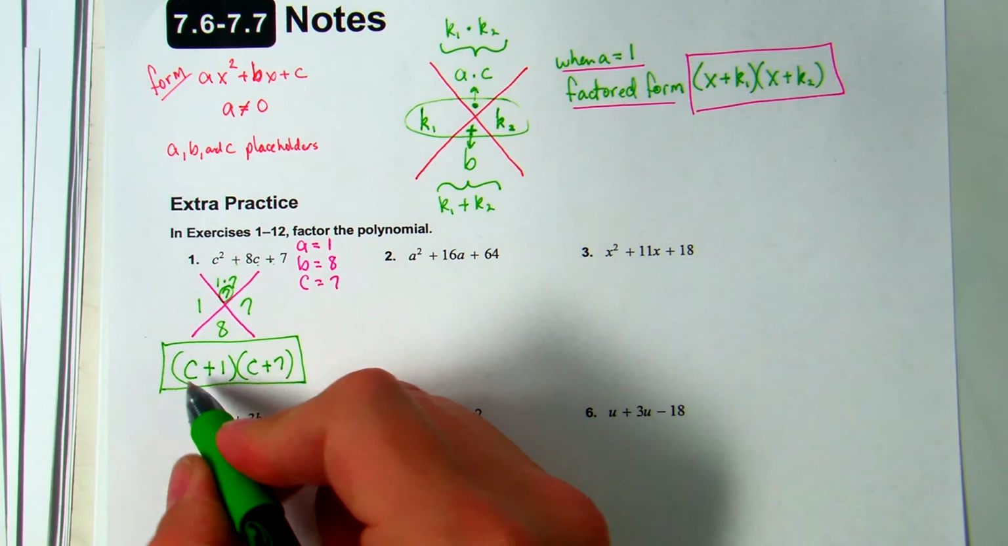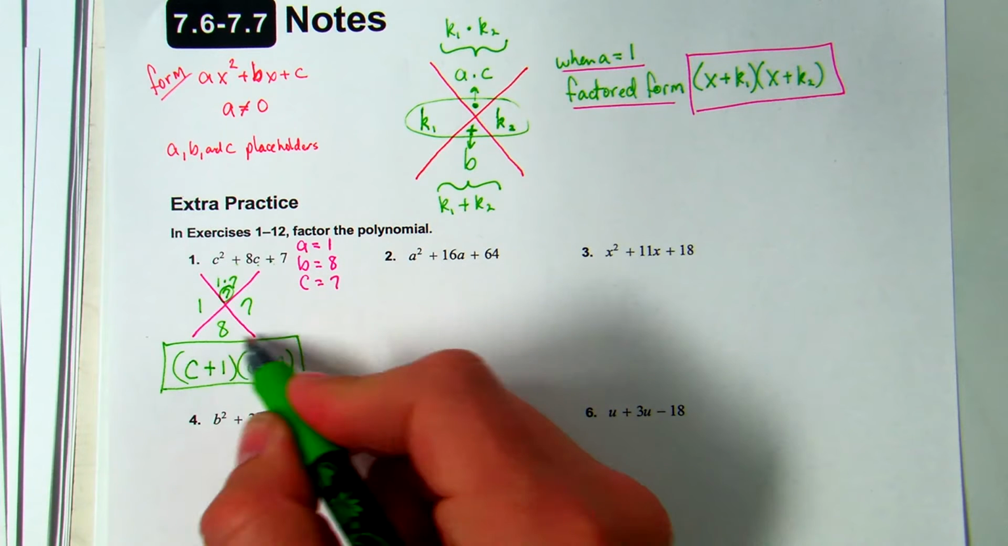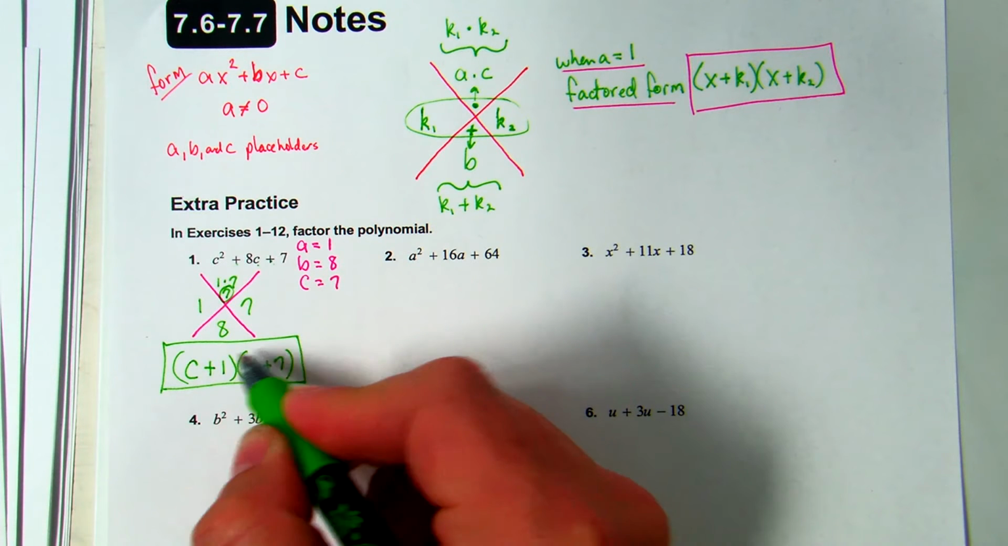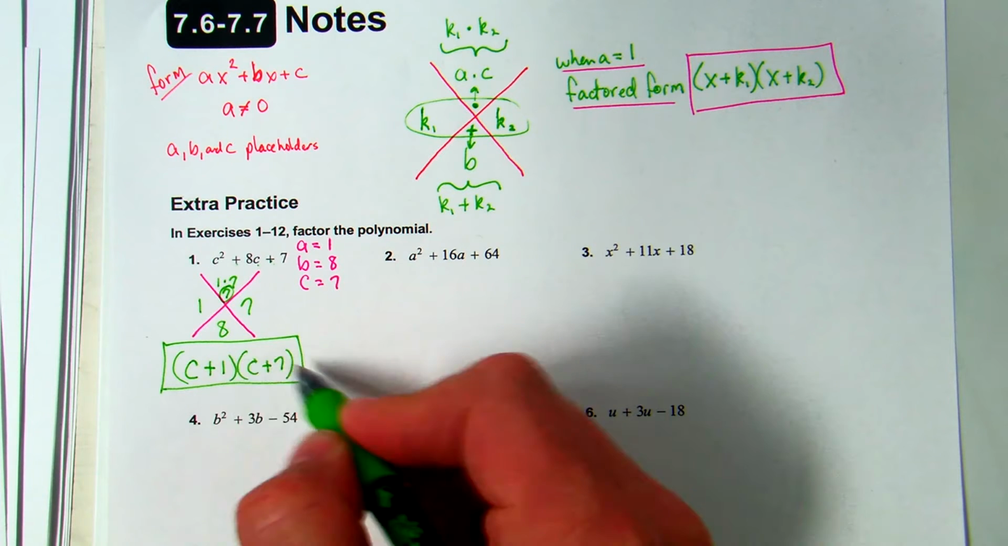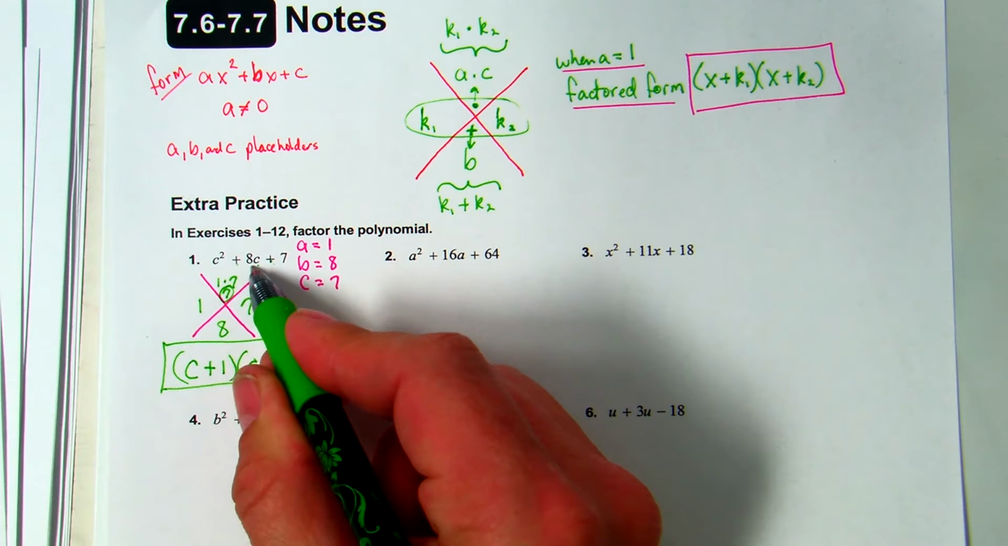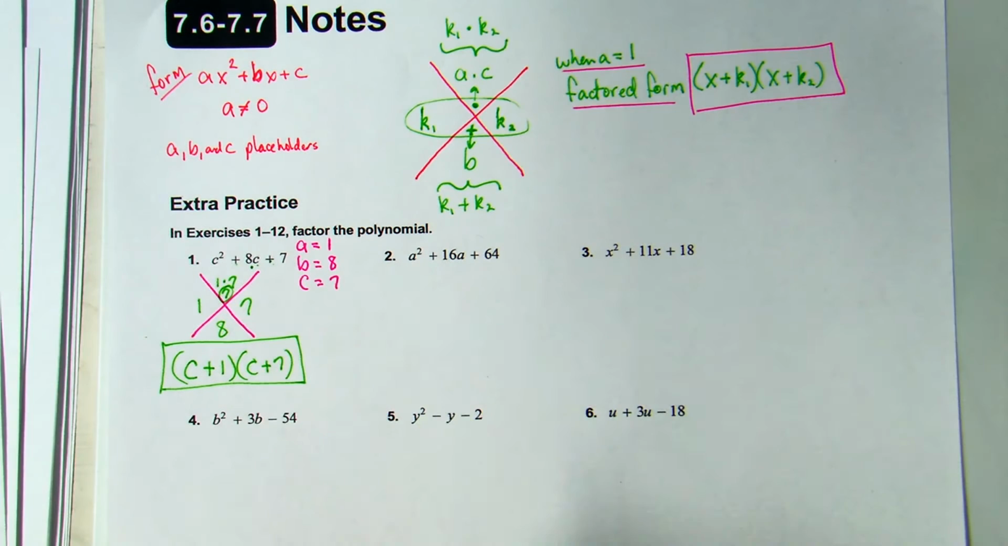If I multiplied C times C, I would get C squared. If I multiply C times the 7, I get 7C. And then 1 times the C, I get 1C. And so the 1C plus the 7C equal this 8C in the middle. And then 1 times the 7 will equal the 7 on the end.